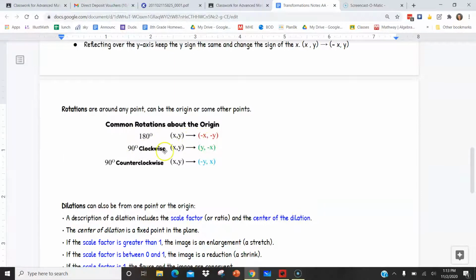90 degrees clockwise, that means I'm going this way, clockwise, only through one quadrant, right? It's 90 degrees, one turn, one click. I'll show you more about that when we see each other in class. And 90 degrees counterclockwise goes the other direction.